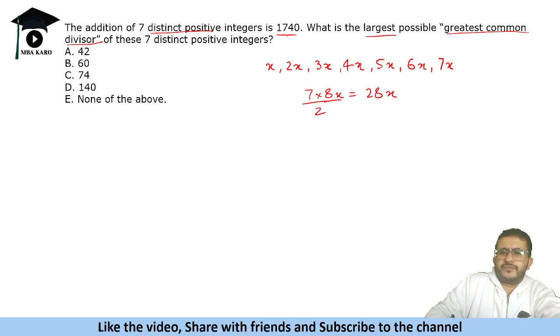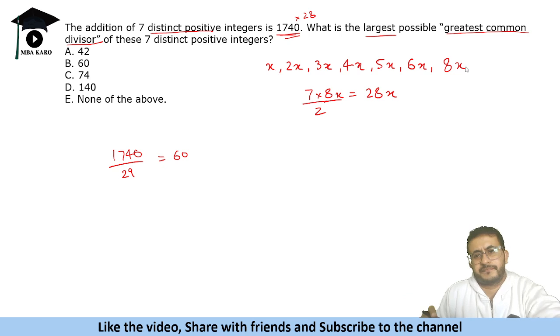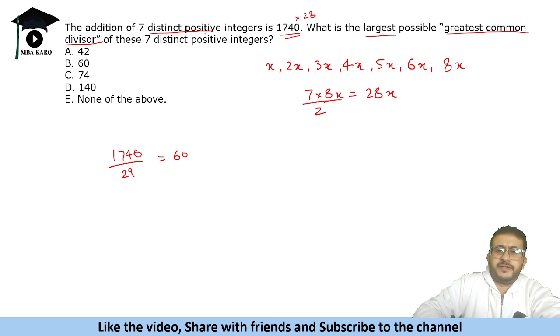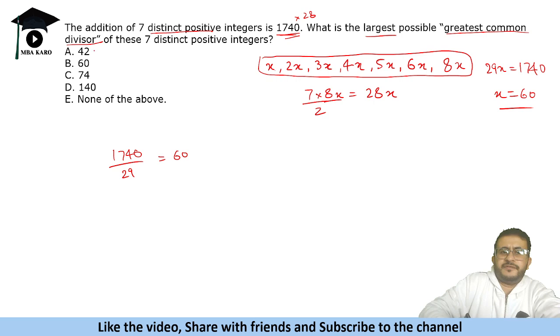Now 28x is 1740, right? But 1740 is not divisible by 28. But if you notice, 1740 divided by 29, 29 into 60 is 1740. So it means instead of 7x, we might have had 8x. It is also a possibility because we are given the sum. So the numbers must have been these. So the total is 29x, which is equal to 1740. So this gives us x as 60. That was the HCF that we were considering.